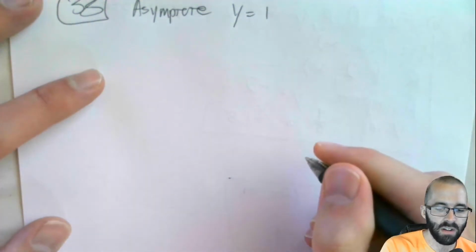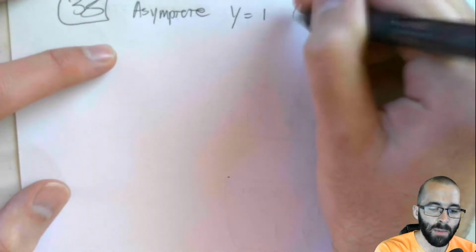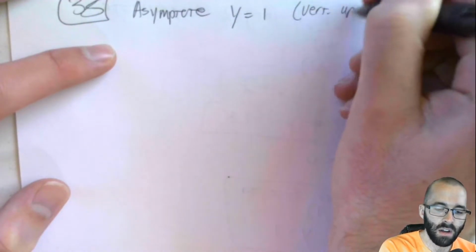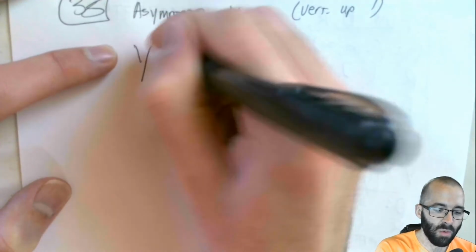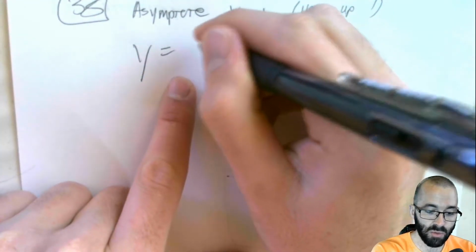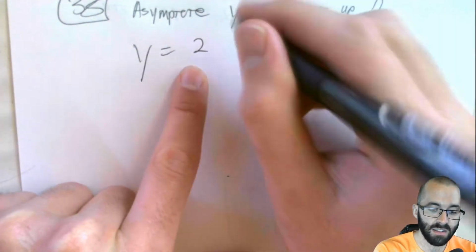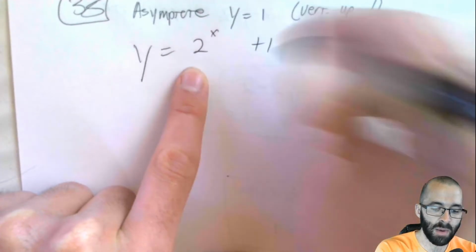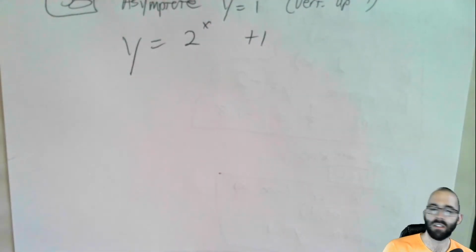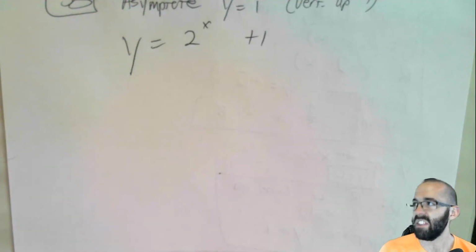All right. So for something like 38, you're going to say, okay, our asymptote is going to be y is equal to positive 1. That's a vertical shift up 1. So in our guess, we're going to have y is equal to some transformation of 2 to the x, and there's going to be a plus 1. But this is not our answer, right? But that's where we're going to start.